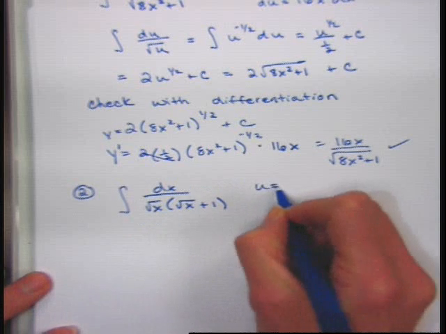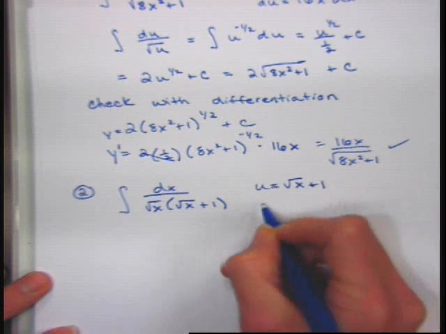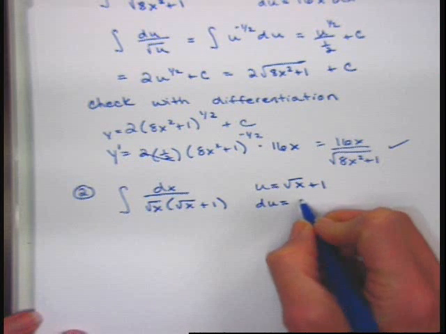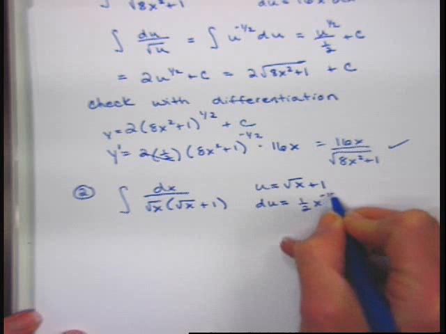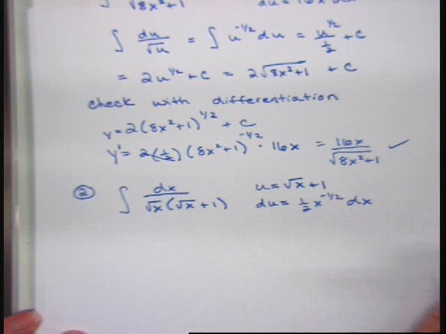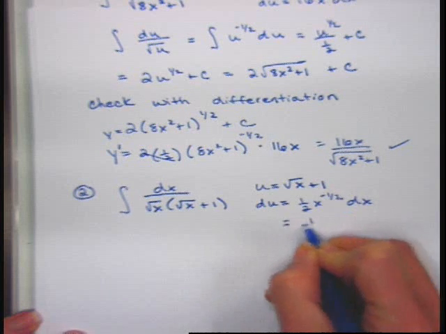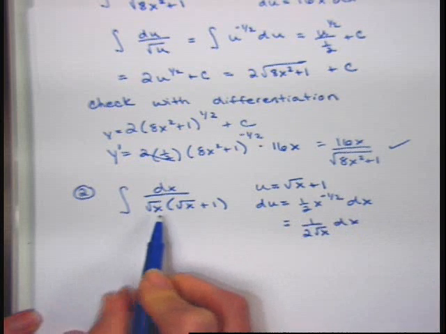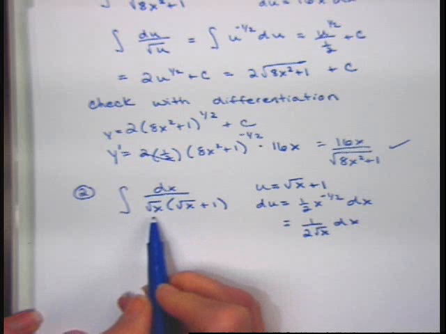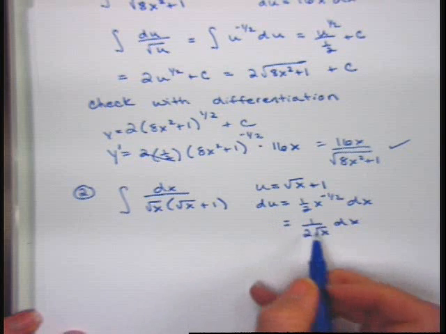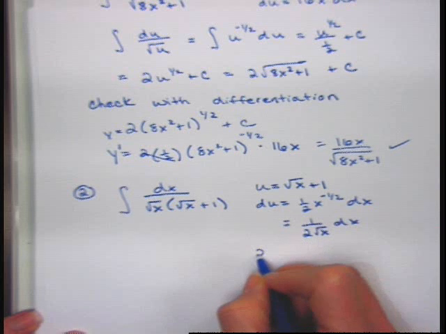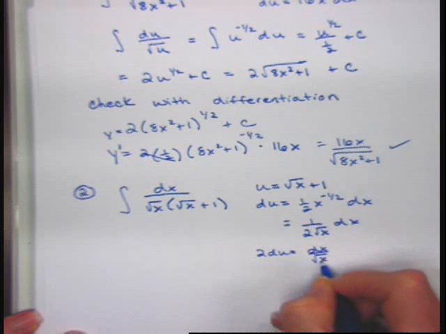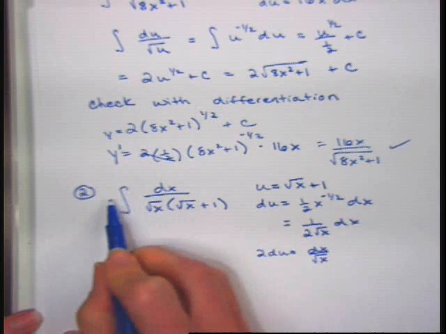Let's let u equal the square root of x plus 1. Then du will be equal to 1/2 x to the negative 1/2 dx, right? Well, that's 1 over 2 square roots of x dx, which is almost what we have here. We have dx over the square root of x. To get rid of that 1/2, we can just say 2 du is equal to dx over the square root of x, right? So we'll put the 2 in front.